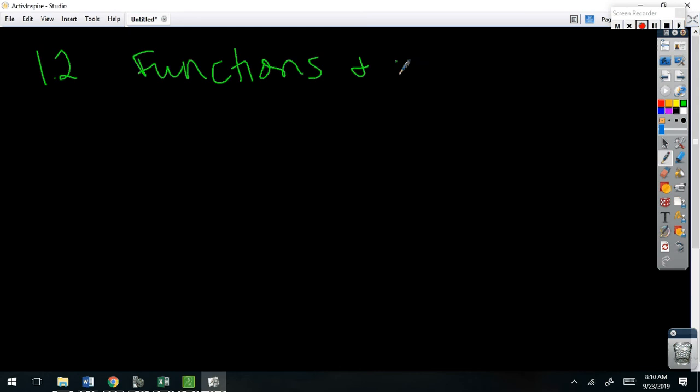Tell me this. By the way, we're starting 1-2 about functions. So we're talking about functions and their properties. So I guess before we start, we need to define what a function is.